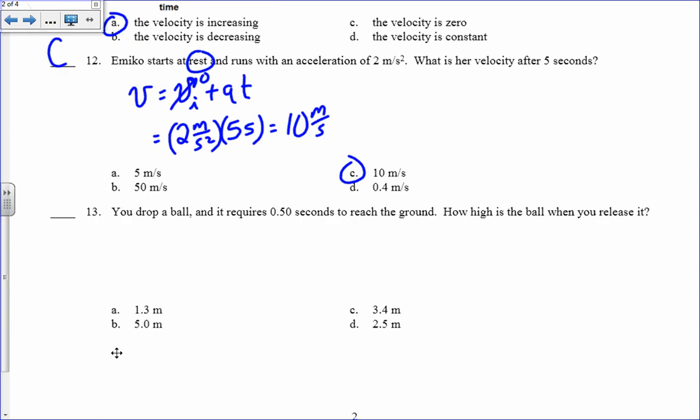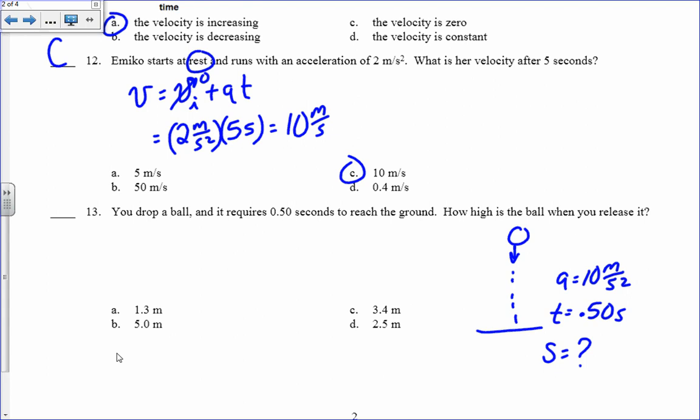You drop a ball and it requires 0.5 seconds to reach the ground. How high is the ball when you release it? So you drop a ball, it starts going down, it reaches the ground. It falls with an acceleration equal to 10 meters per second squared. All right. My time required to reach the ground is 0.5 seconds, and I want to know what is S equal to? What is the height, the distance from here to here?